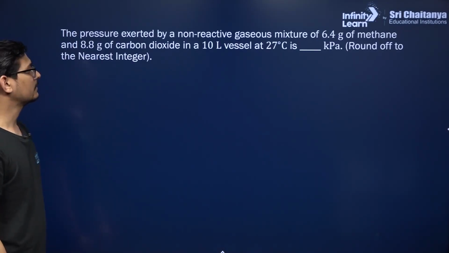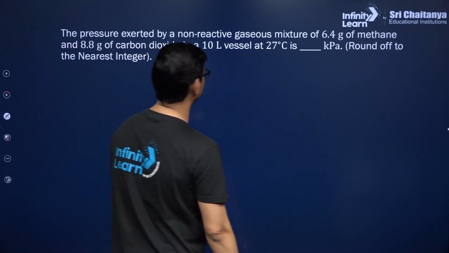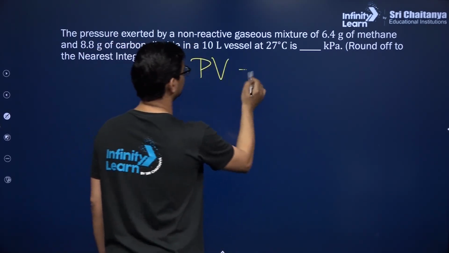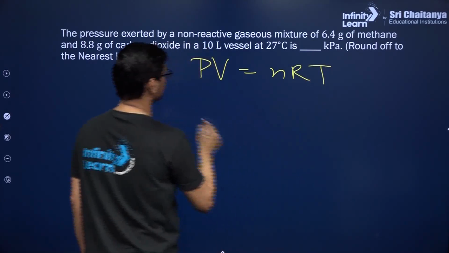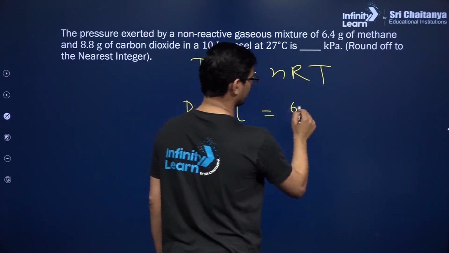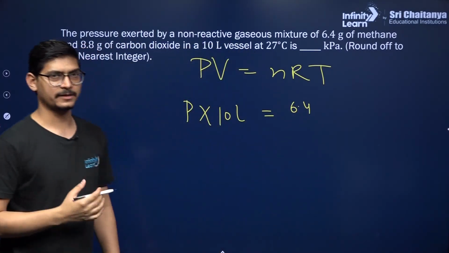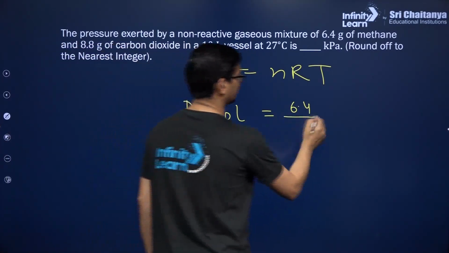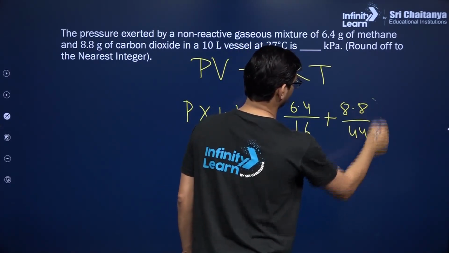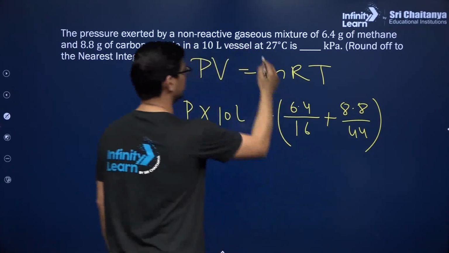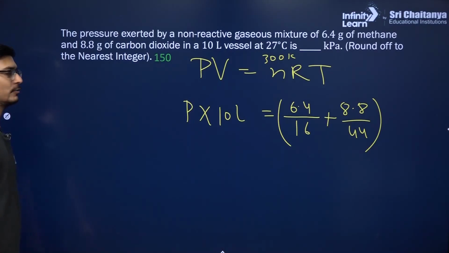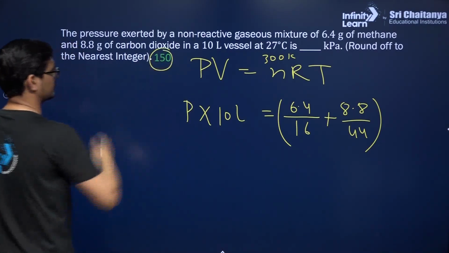In SF6 there is no lone pair; all 6 electrons are shared with the fluorine atoms. The pressure exerted by a non-reactive gaseous mixture of this and this carbon dioxide in this, right. It's a simple application of the ideal gas equation. Total volume is 10 liters, and the number of moles is the total, because the properties of an ideal gas are independent of the identity of the gas. So 6.4 divided by 16 plus 8.8 divided by 44. Then you can substitute the value of R and T, which is 300 Kelvin, and find the value of pressure. It will come out to be 150 kilopascal. All right.